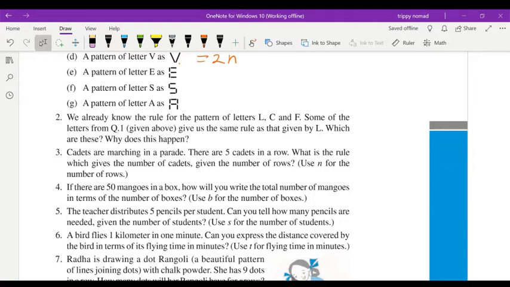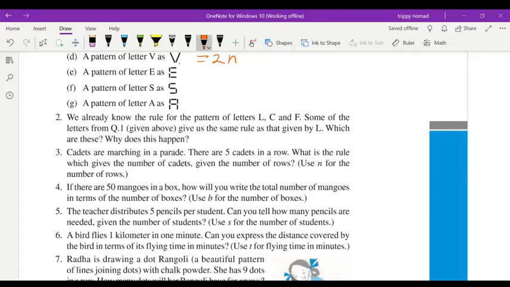This is because, why, children? Because T and V each require 2 matchsticks. So you will write the same way. Because these require two matchsticks, the formula for the number of matchsticks will be 2n. As I have explained, you will write in the same way in words.